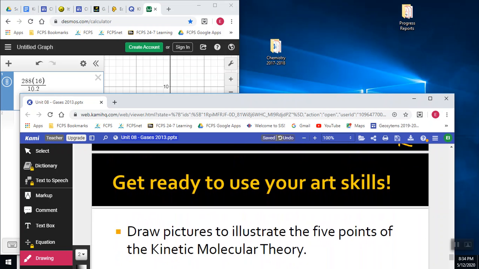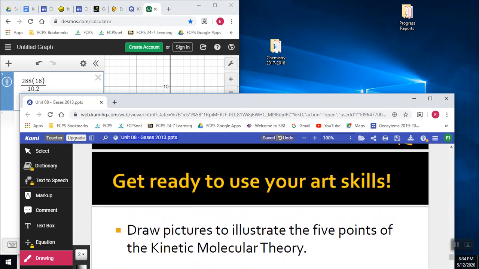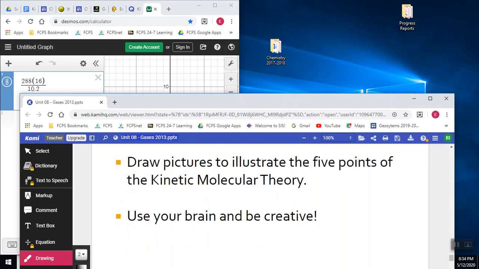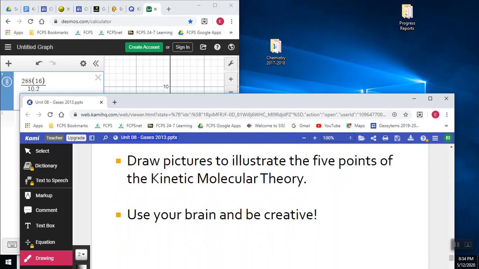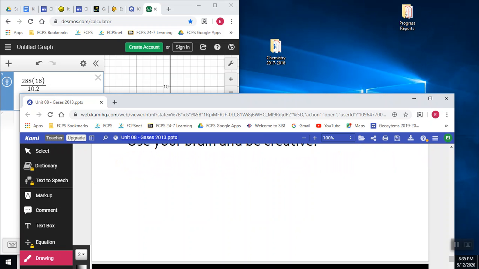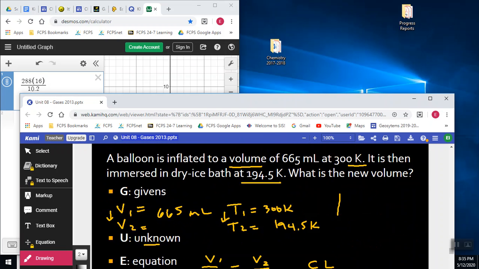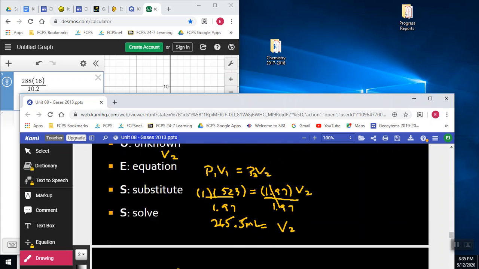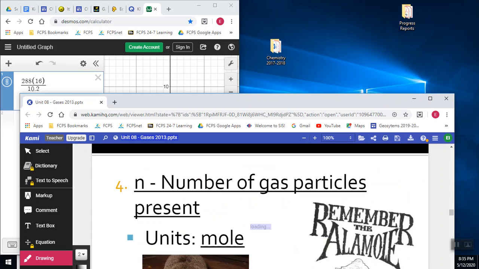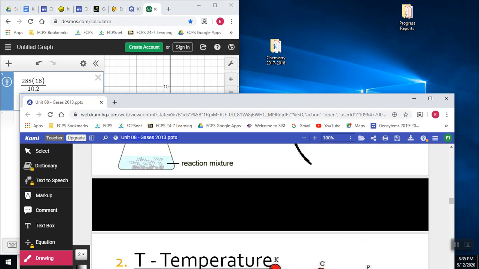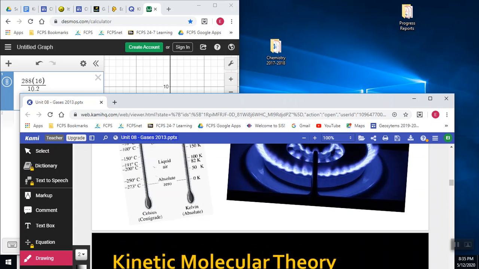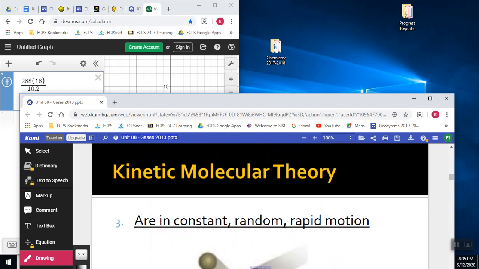Very good. That is Boyle's Law and Charles' Law. Now we've got the 5 points of the molecular theory. Can you remember what those are, going back to the very beginning? Let's see if we can draw a picture of that.